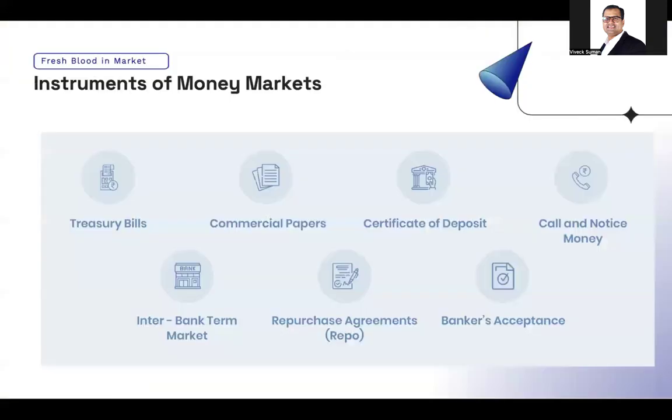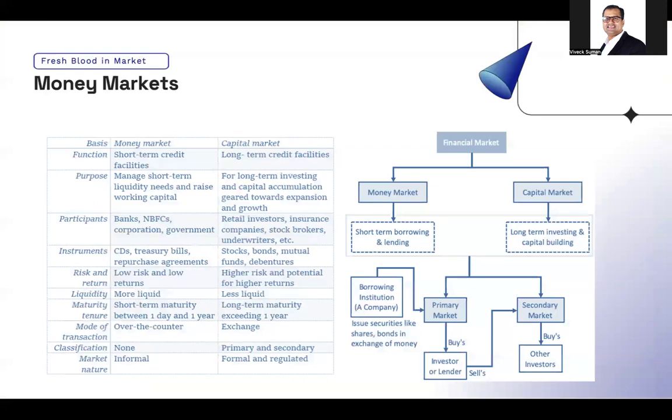Okay. Then we looked into the money market. We went into the money market where we looked into function, purpose, participant, instrument, risk return, liquidity, maturity, mode of transaction, classification of money market versus capital market. Of course, money market is short-term borrowing. What is the critical indicator of money market? Critical indicator, time, guys. What was the time length a money market instrument works on? Is it 10 years? What is the time in which the money market works?